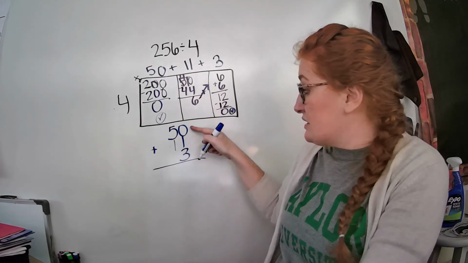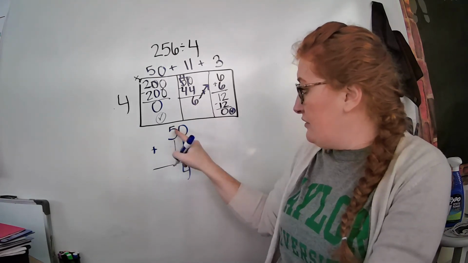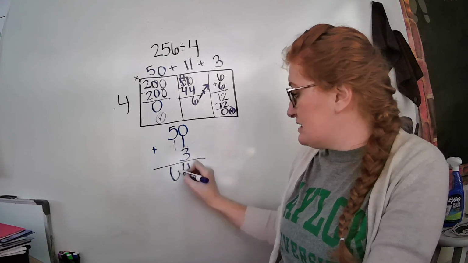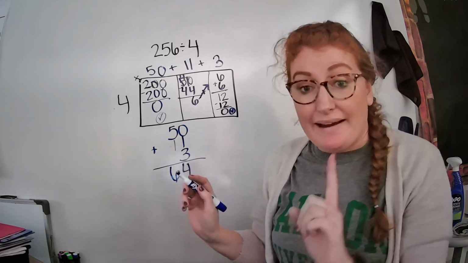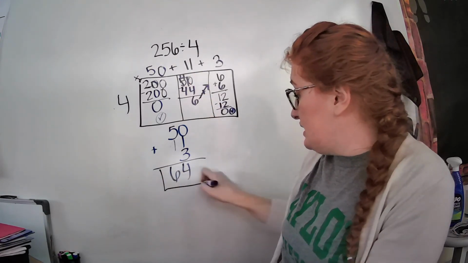So then I've got 0 plus 1 plus 3. We know 1 plus 3 is 4. And then 5 plus 1 is 6. So my answer to 256 divided by 4 is 64.